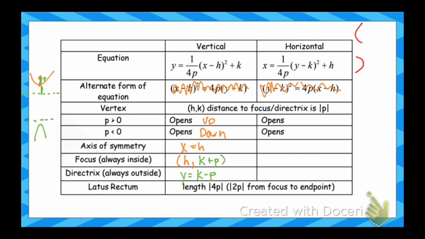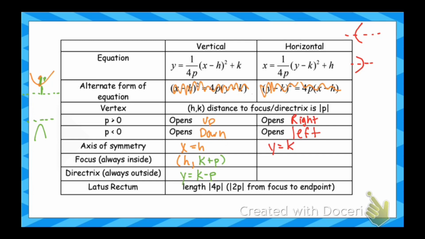If p is positive, the positive horizontal ones will open right. The negative ones will open left. Axis of symmetry, this time, where it cuts in half, it's going to be a horizontal line. So it's going to be y equals k.